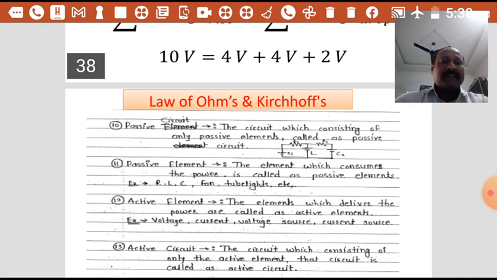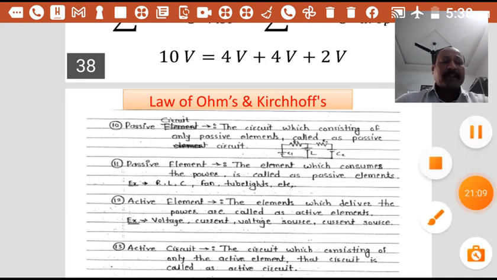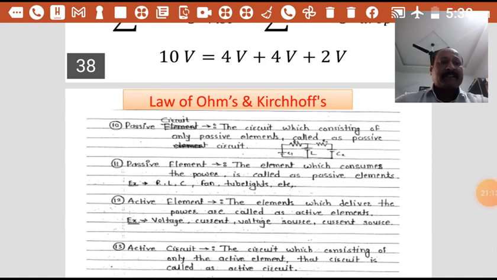So what is the active circuit? The circuit consisting of only active elements. The circuit consisting of only active elements, such a circuit is called the active circuit. So which are the active elements? Voltage source, current source, or voltage and current sources.